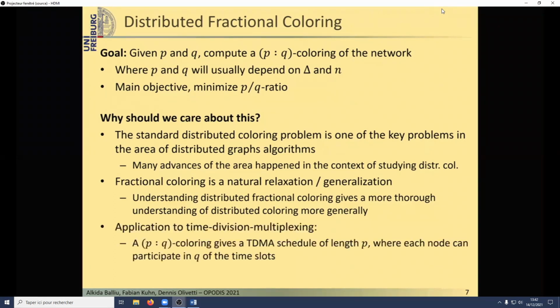And then if you go to this application of a TDMA schedule, you can actually see that if you have a PQ coloring, what it gives you is a TDMA schedule of length P, because you have P colors. But now every node can be active in Q of the P time slots. So if your fractional coloring is better, the ratio, well, every node is active in a Q divided by P fraction of the time slots. It's really the fractional coloring which gives you the throughput that you get.